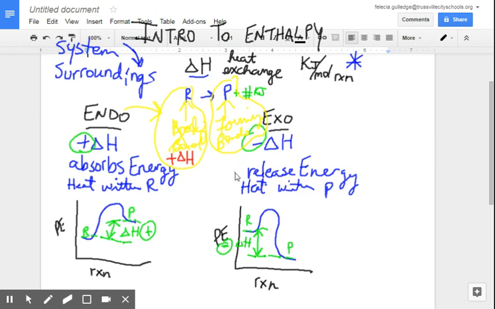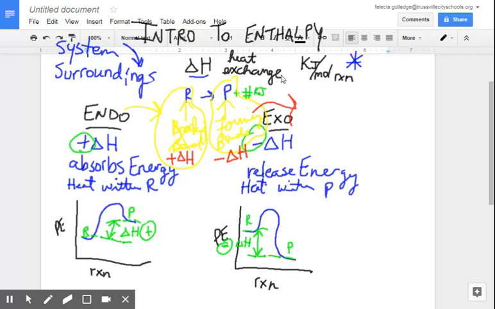So if they're going to a lower energy state, that energy has to go somewhere. So what's going to happen is that energy is going to be released to the surroundings. And since I'm releasing energy, anytime I form a bond, that is an exothermic process. So you get a negative delta H.